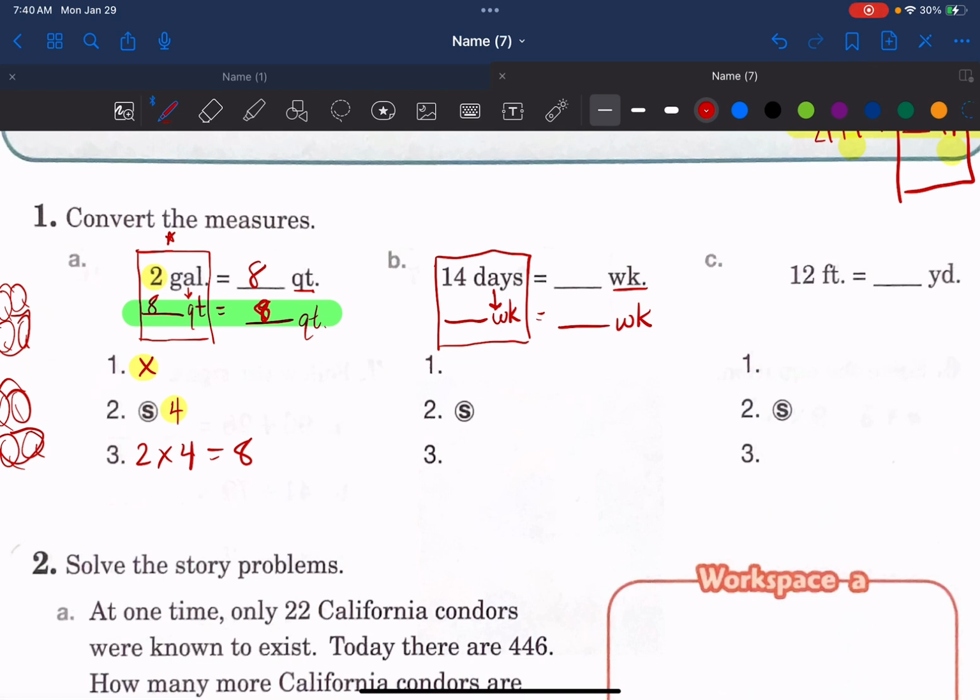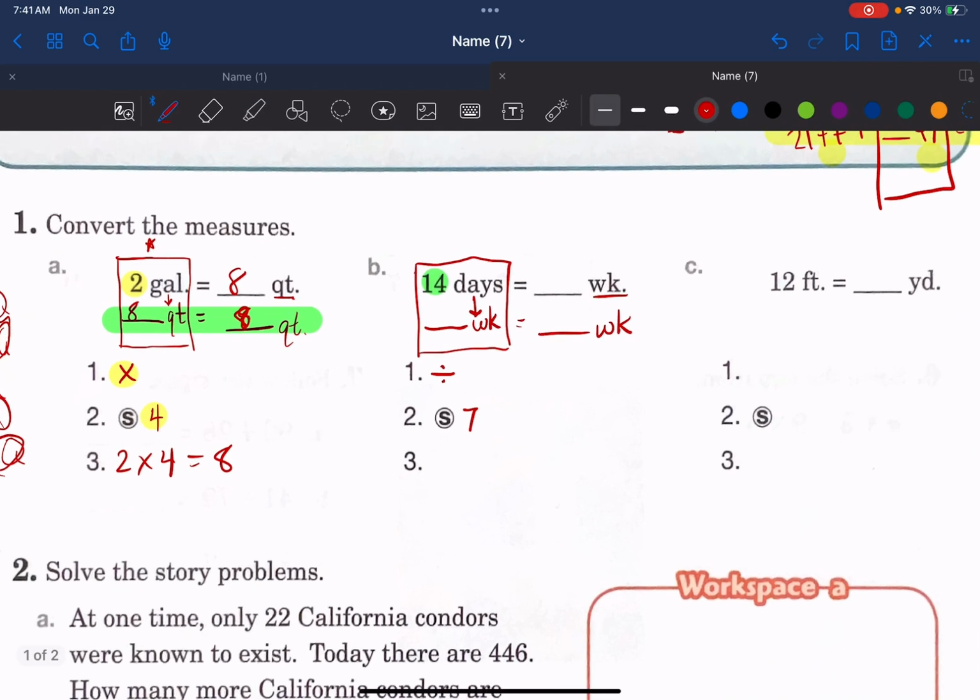Days compared to a week are smaller. It starts smaller and it gets bigger. Then, since I said days is already smaller, how many days are in a week? Hopefully you knew that was 7. So now I'm going to copy it. I'm going to start 14. Then divide by. Then 7.